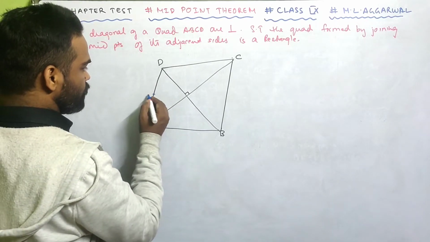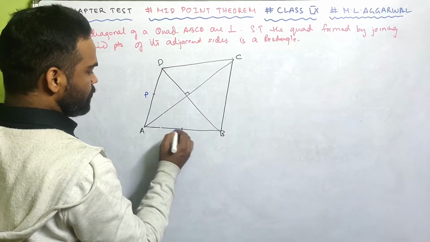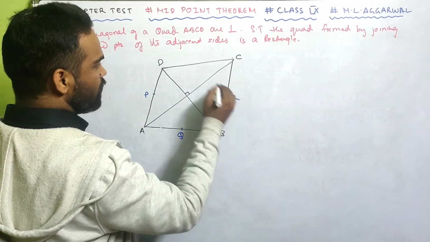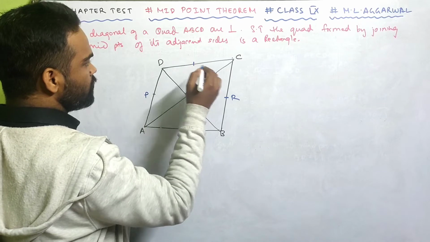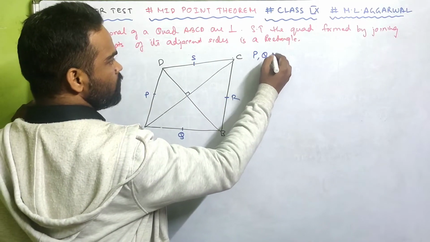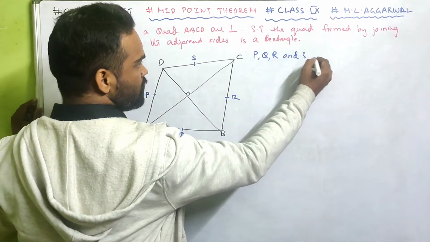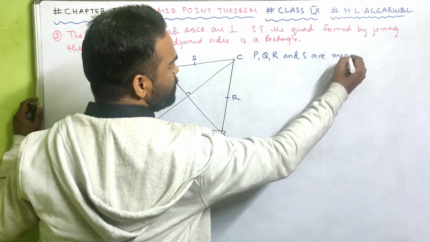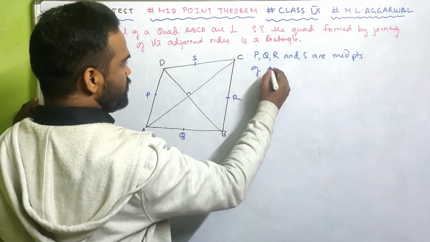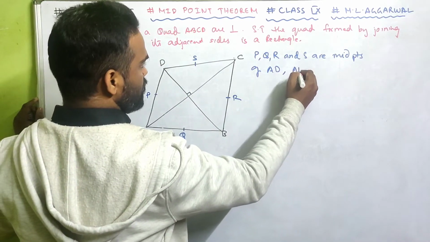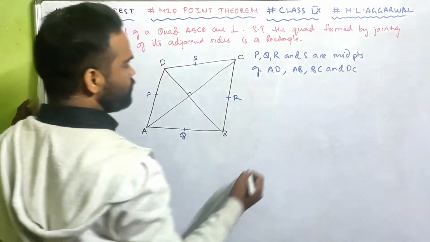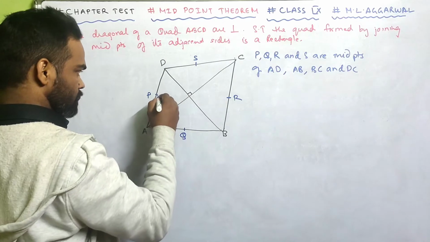Show that the quadrilateral formed by joining the midpoints of its adjacent sides is a rectangle. Suppose the midpoint of AB is Q, the midpoint of BC is R, and the midpoint of DC is S. P, Q, R and S are midpoints of AD, AB, BC and DC. Now join them.